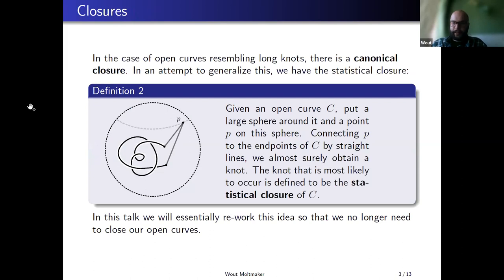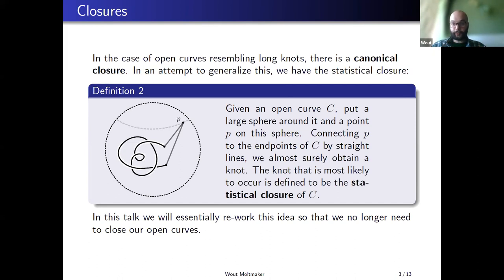One of the techniques that has been used classically to study these open curves is the statistical closure. The intuition for this is if we have an open curve that resembles a long knot, where the endpoints are both very far away from any knottedness, then there is a canonical closure. We just take the endpoints and put them together to form a closed curve. And in an attempt to generalize this, we define the statistical closure.